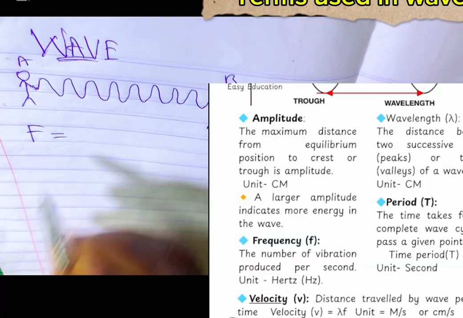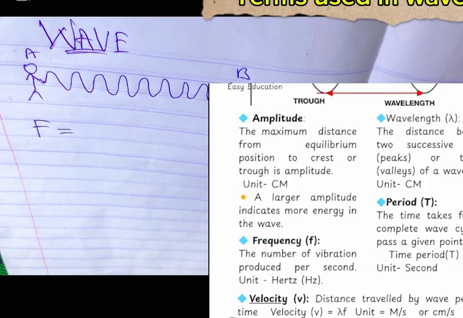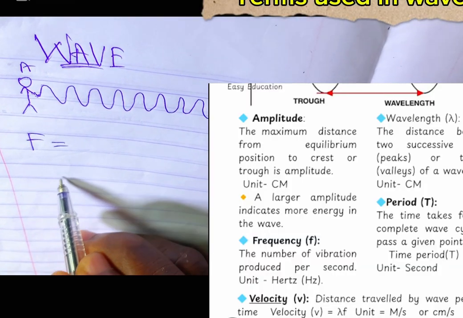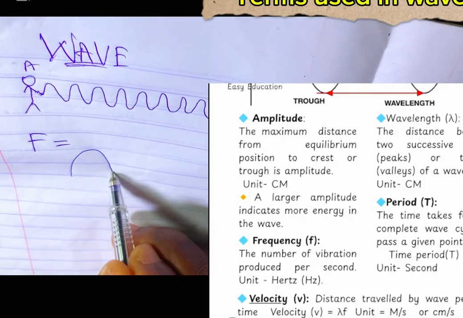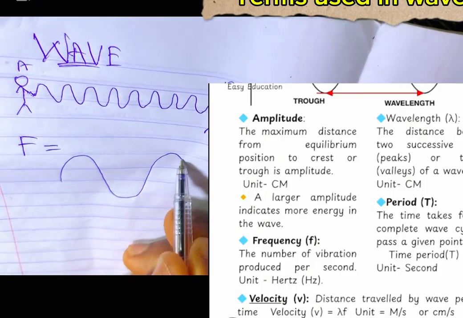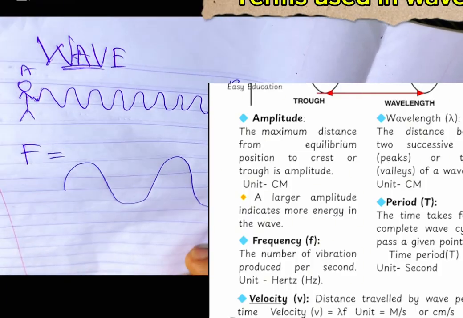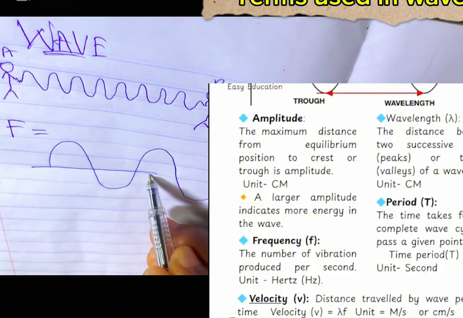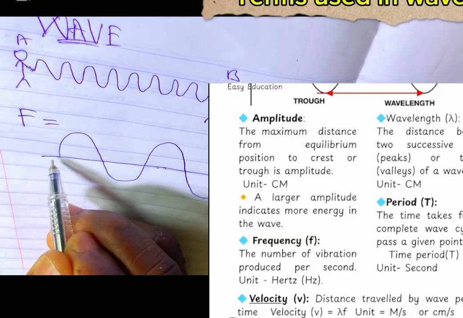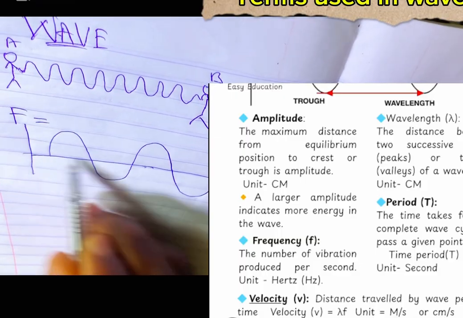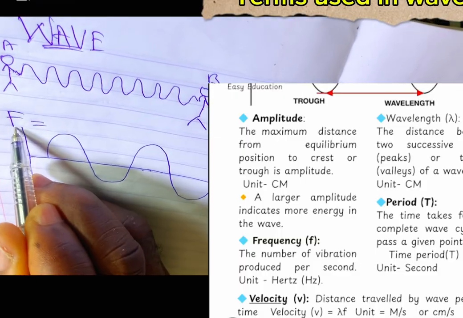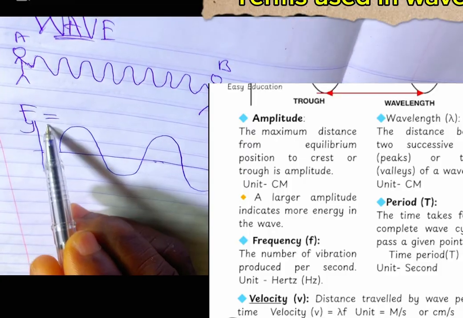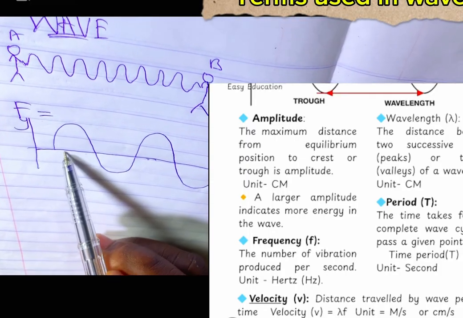Frequency. And what is frequency? We are going to be using a diagram to explain what frequency is. This is a sinusoidal wave, or we can call it a sine wave, where we have our x and y. Here represents the x direction and here represents the y direction. Now let's talk about frequency.